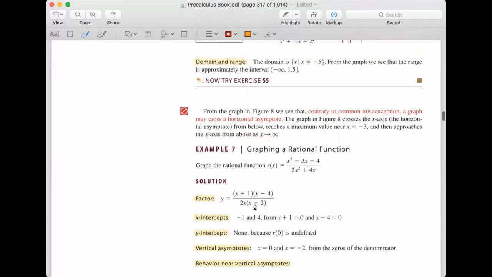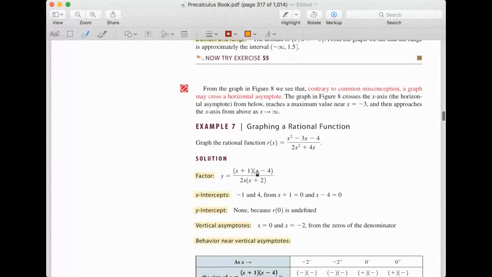Let's put it in factor form. So the x-intercepts are -1 and 4. Y-intercept is, not y, we don't have a y-intercept. You see this x in the denominator. We cannot set x equals 0, right? Because 0 is not in the domain. So we don't have a y-intercept.